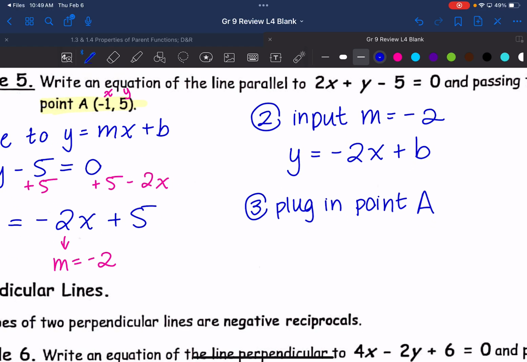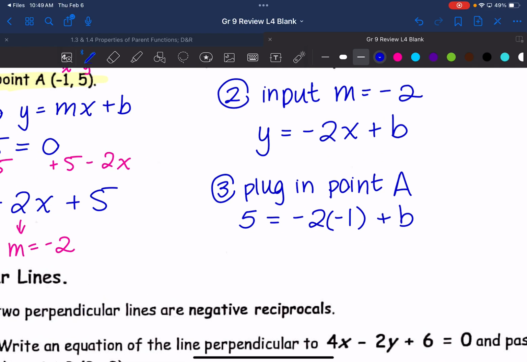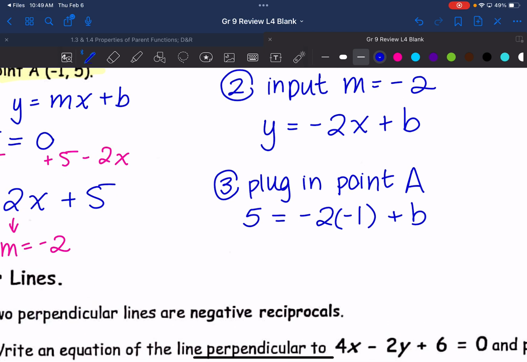So, okay, instead of saying y, I'm going to replace y with 5, since that's my y coordinate of point A. And I'm going to do the same thing for x. -2 times my x coordinate, which is -1, plus b. Look at that. Now I only have b missing. -2 times -1, what's that going to give me? 2 negatives make a positive. Positive, so that's going to be +2.